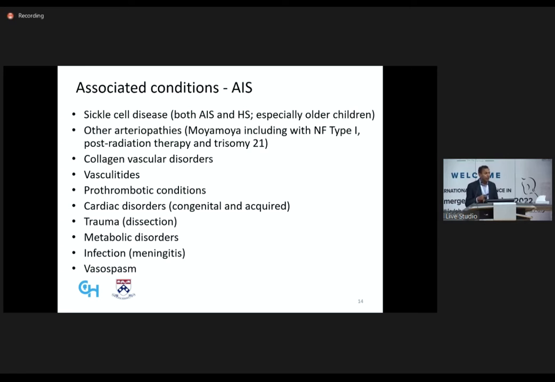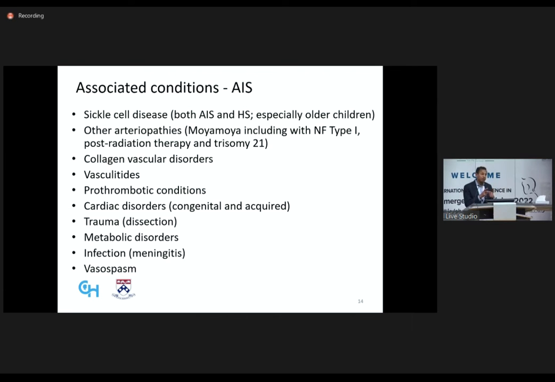And then other arteriopathies, Moyamoya disease, I'm sure you've heard about it or read about it in textbooks. If you work at CHOP, you get to see those patients as well sometimes. Post-radiation therapy. So somebody who's had various kinds of brain tumors, they've had radiotherapy related to that, and that can predispose them to some arteriopathies. Children with Down syndrome can be prone to them. Various collagen vascular disorders, lupus, polyarteritis nodosa, those kinds of conditions. Prothrombotic conditions, we'll talk about them a little bit more.